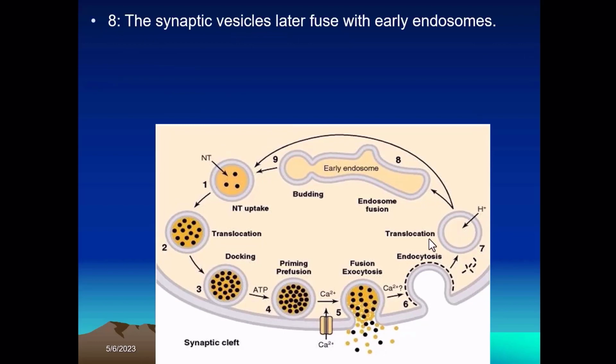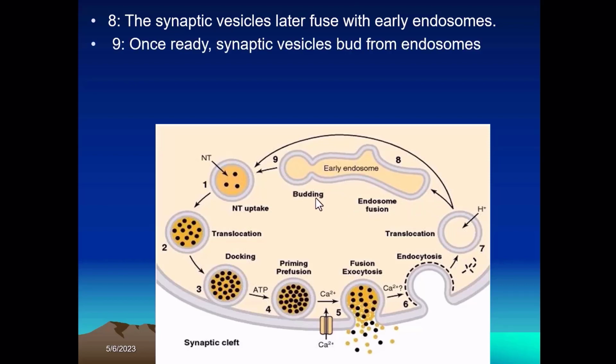When this is endocytosed, the membrane is then removed from the vesicle, and the vesicle later fuses with the endosome, a structure present there. When the vesicle is fully synthesized and ready, it is detached from this endosome, and then it is recycled, reloaded with acetylcholine, and passed through the same mechanism as before.